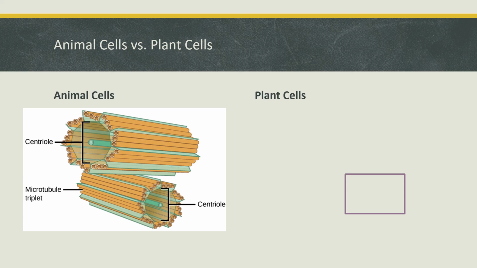But there are some striking differences between animal and plant cells. Centrosomes are unique to animal cells. You can see them here on the left. They are microtubule organizing centers that play a big role in arranging chromosomes during cellular reproduction.